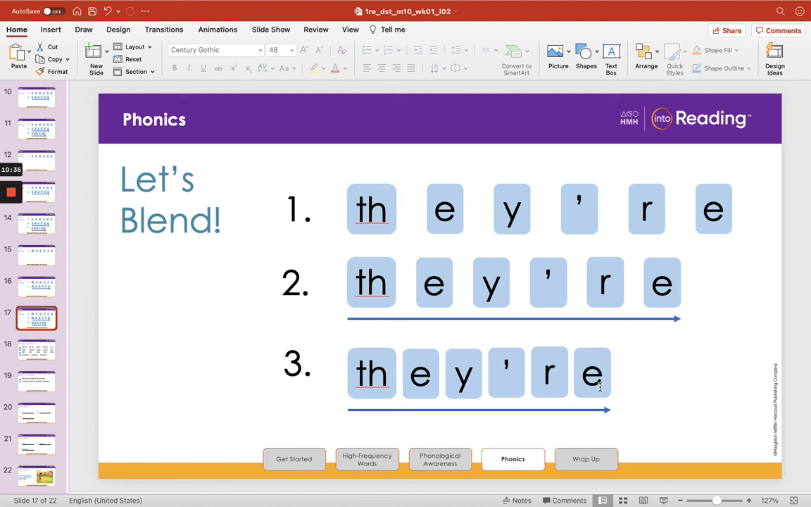So what two words make up this contraction? I have the word they, and then I see apostrophe R-E. That apostrophe is taking the place of the A in are. They're. They're is a contraction for they and are.